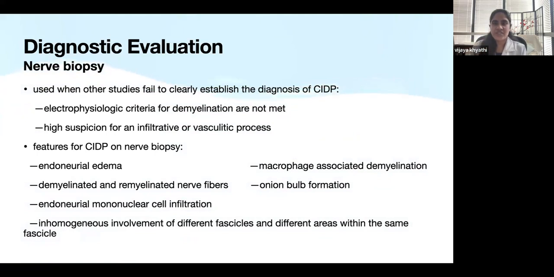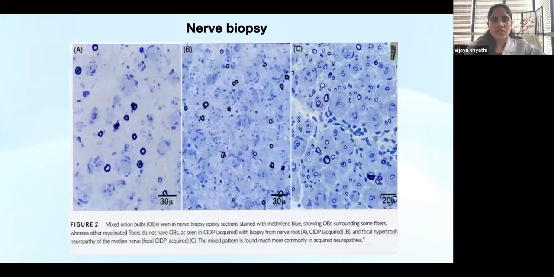The characteristic features which can be seen in nerve biopsy are endoneurial edema, onion bulb formation, macrophage-associated demyelination, demyelinated nerve fibers, and inhomogeneous involvement of different fascicles and different areas within the same fascicle. So this is the nerve biopsy section showing onion bulb formation.